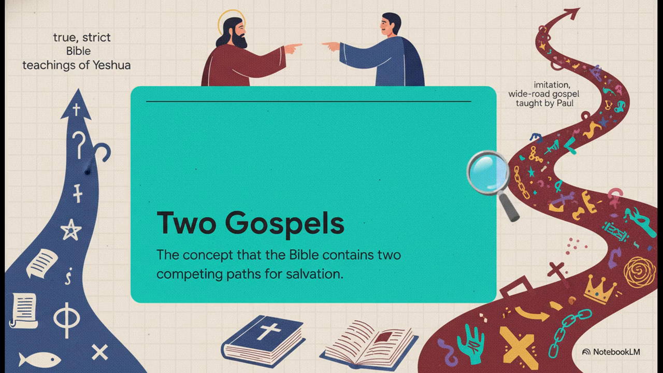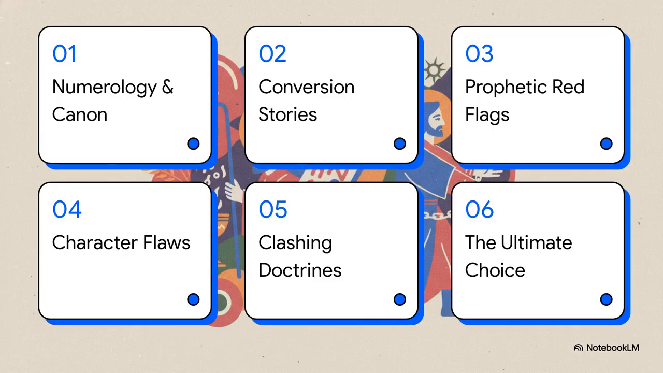Our job today is to objectively map out the sprawling evidence the creator uses to try and prove this massive divide. To evaluate these claims, we're going to structure this explainer kind of like a courtroom trial. Here is our agenda. 1. Numerology and canon. 2. Contradictory conversions. 3. Prophetic red flags. 4. Character flaws. 5. Clashing doctrines. And finally, number 6, the ultimate choice.